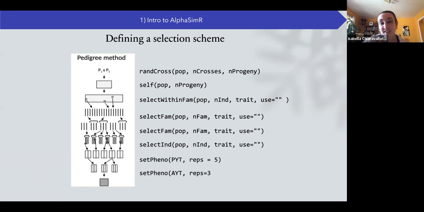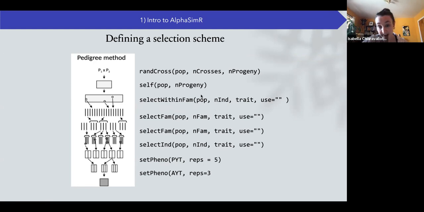And most of these commands in AlphaSimR take several arguments. So when we randcross, we're going to define the population, the number of crosses we want to make, and the number of progeny per cross. Then we self, so we can use the self command and define the population and number of progeny per selfing. Then in the next generation, we'd go on to select within families. So we would use the selectWithinFam command, define the population we're selecting within, how many individuals per family, and the trait we want to select on.